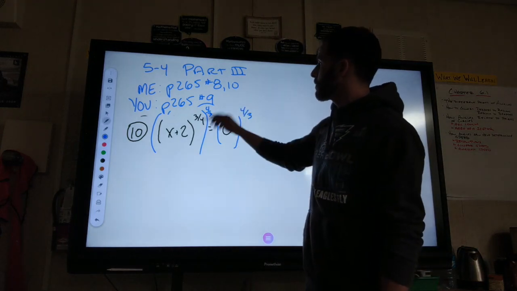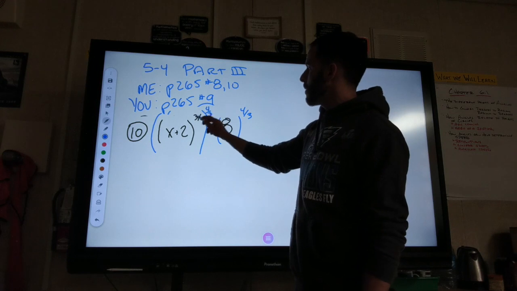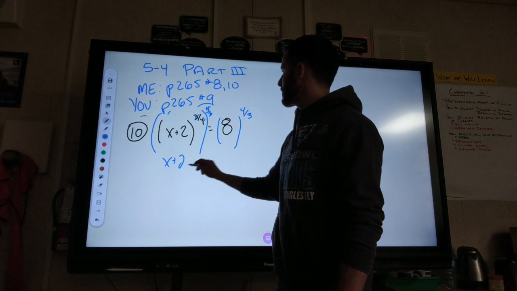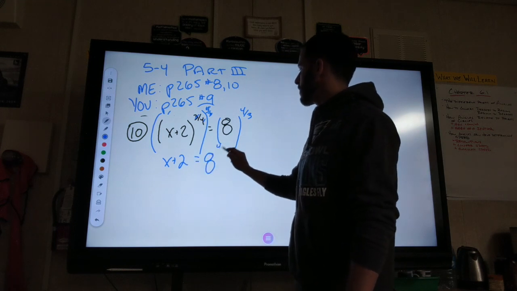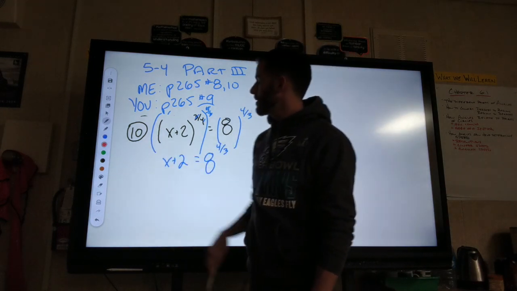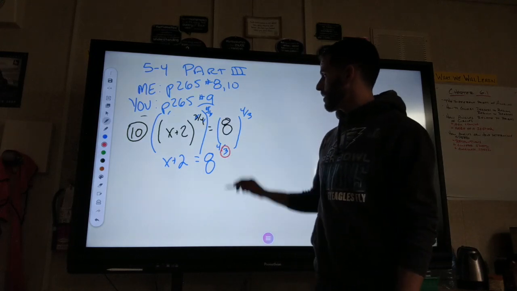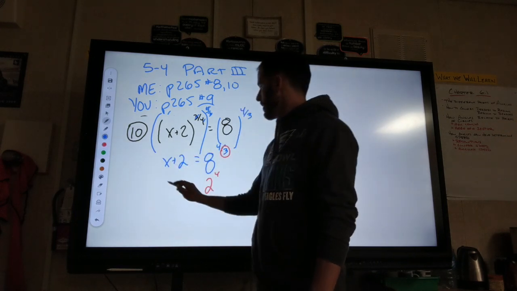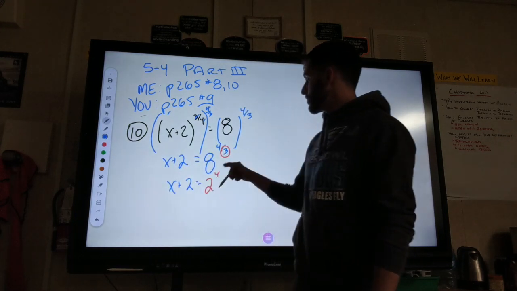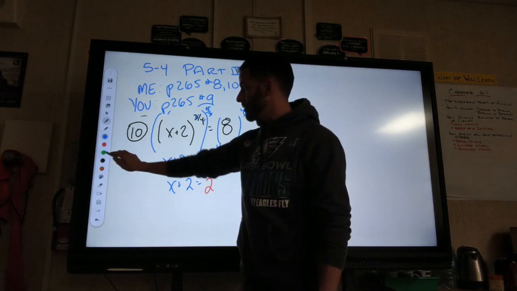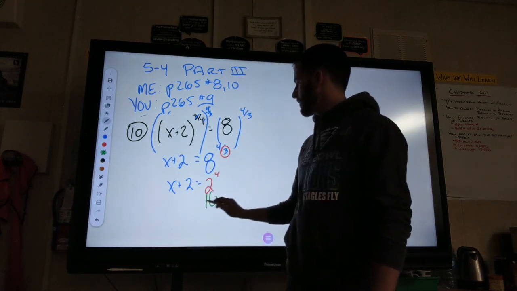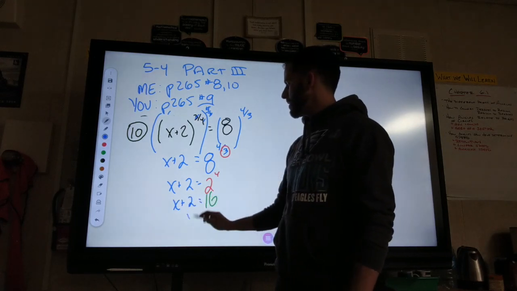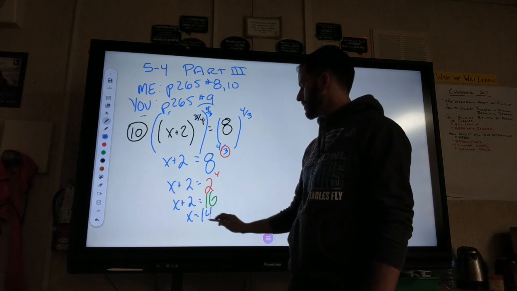Write that down. You're taking the reciprocal for the exponent. So I'm going to raise it to the 4/3, because when I multiply these two exponents together, they cancel out, and I'm left with x plus 2 equals 8 to the 4/3. Now you have to solve. So do you know the cube root of 8? Yes, you do. It's 2. Do you know 2 to the 4th power? Yes, you do. It's 16. So we have x plus 2 equals 16, so x equals 14.